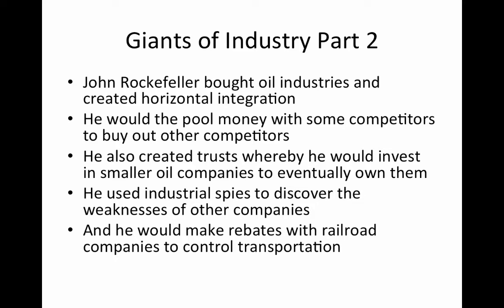He used a number of questionable tactics, though, as well, in order to control the market. For example, he used industrial spies, who would go out and discover the weaknesses of other companies. He also made rebates with railroad companies to control transportation. Here's how this would work. He would go out to a railroad company and he would promise them that they would get all of his business as long as they provided him a rebate or a discount.